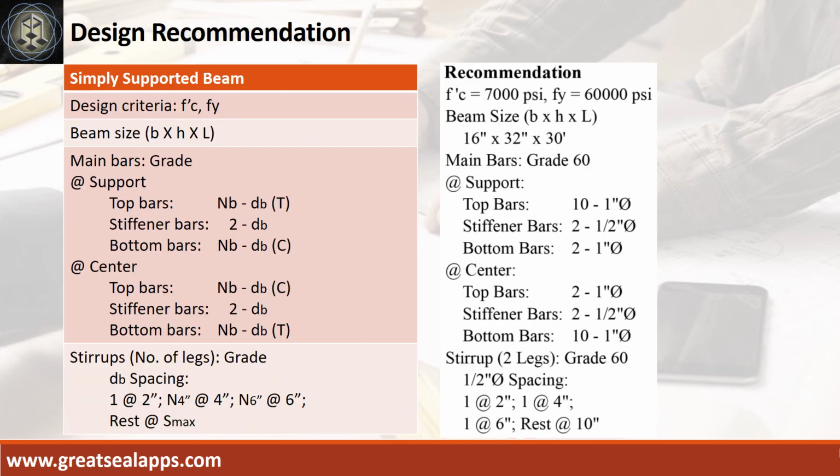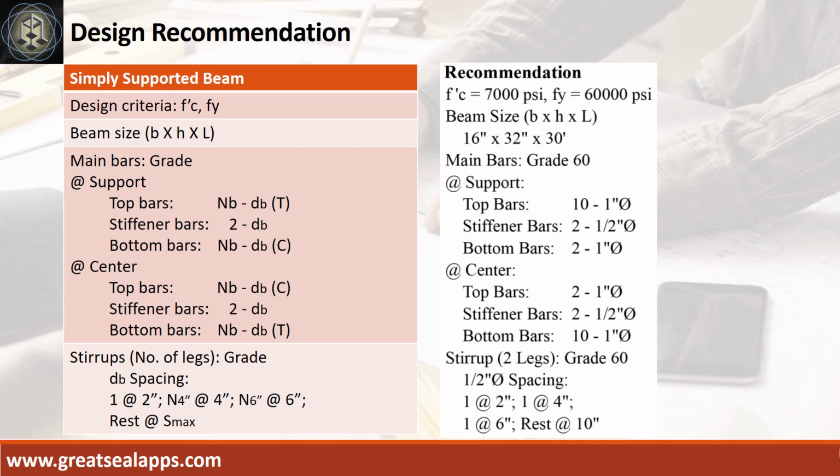Design recommendation is as follows. Fc prime equals 7,000 psi, Fy equals 60,000 psi. Beam size is 16 inches by 32 inches by 30 feet. Main bars of grade 60. At support, top bars 10 pieces 1 inch diameter bar. Stiffener bars 2 pieces ½ inch diameter bar. Bottom bars 2 pieces 1 inch diameter bar.